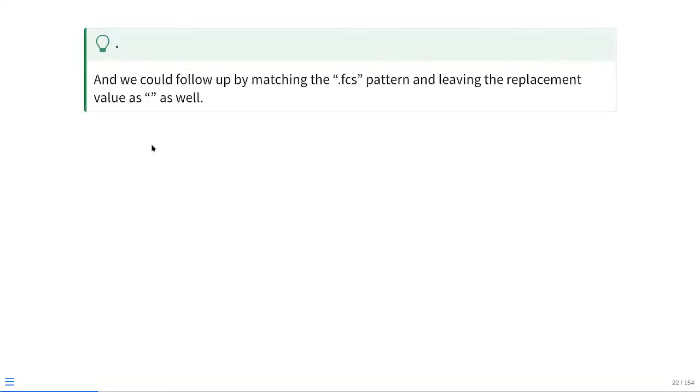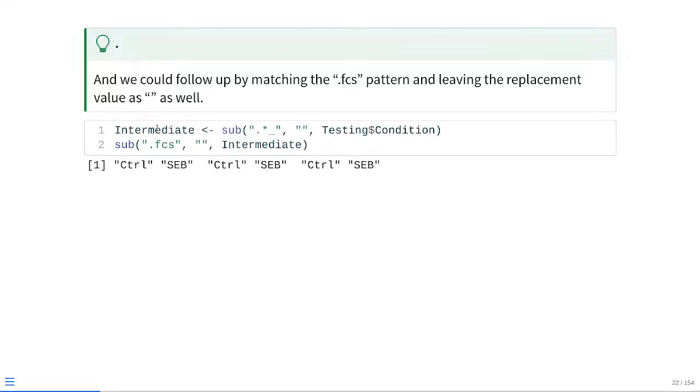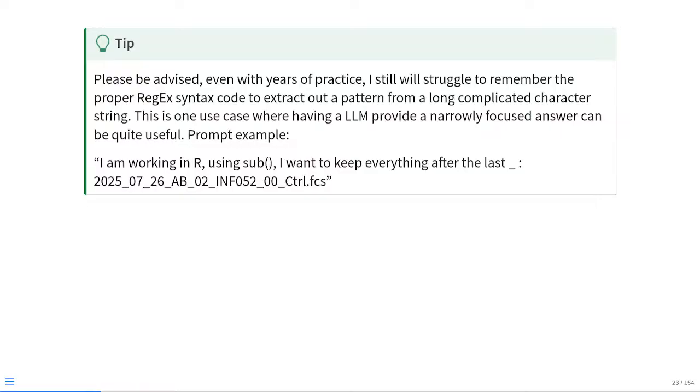Now, we could continue using this modification that we already did, and then just target the .fcs portion, and also just end up leaving the replacement value empty as well. So for example, if we just ran that first line of code, we had left control.fcs, seb.fcs, etc., etc. We're just passing it again to the sub function. As you can see, we're providing a new pattern, .fcs, the replacement value is being left empty, and then it just ends up deleting that last portion, .fcs, leaving us with just the values that we're actually interested in.